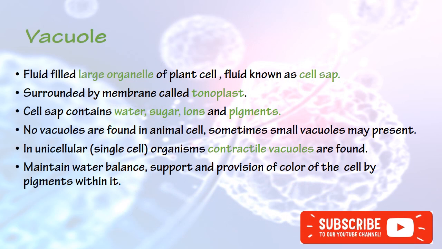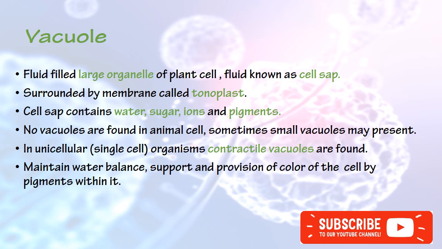Okay, vacuoles. What are vacuoles? Vacuoles are specialized structures of plant cells, which are large organelles that contain cell sap. Also, this is bounded by a single membrane called tonoplast. So, what is tonoplast? That is the membrane of the vacuole. If you look inside this vacuole, you can find cell sap, which is made up of water, sugar, ions, and pigments.